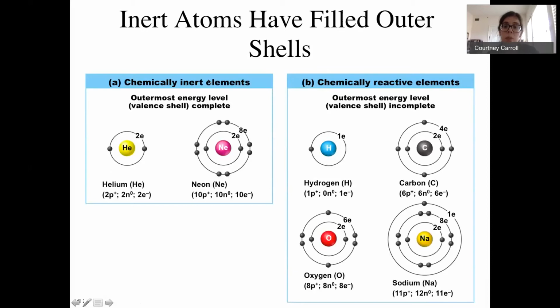So inert atoms are happy by themselves. They have filled their outer shell. Helium is a small atom, right? So it only needs 2. But neon has those 8 electrons in that outer shell. It's got a full and complete valence shell. Whereas reactive things like carbons and sodiums and oxygens are missing electrons in their outer shell. So carbon only has 4 electrons. Oxygen only has 6 electrons in that outer shell. Sodium has 1 electron, right? So they're going to react until they fill that shell.